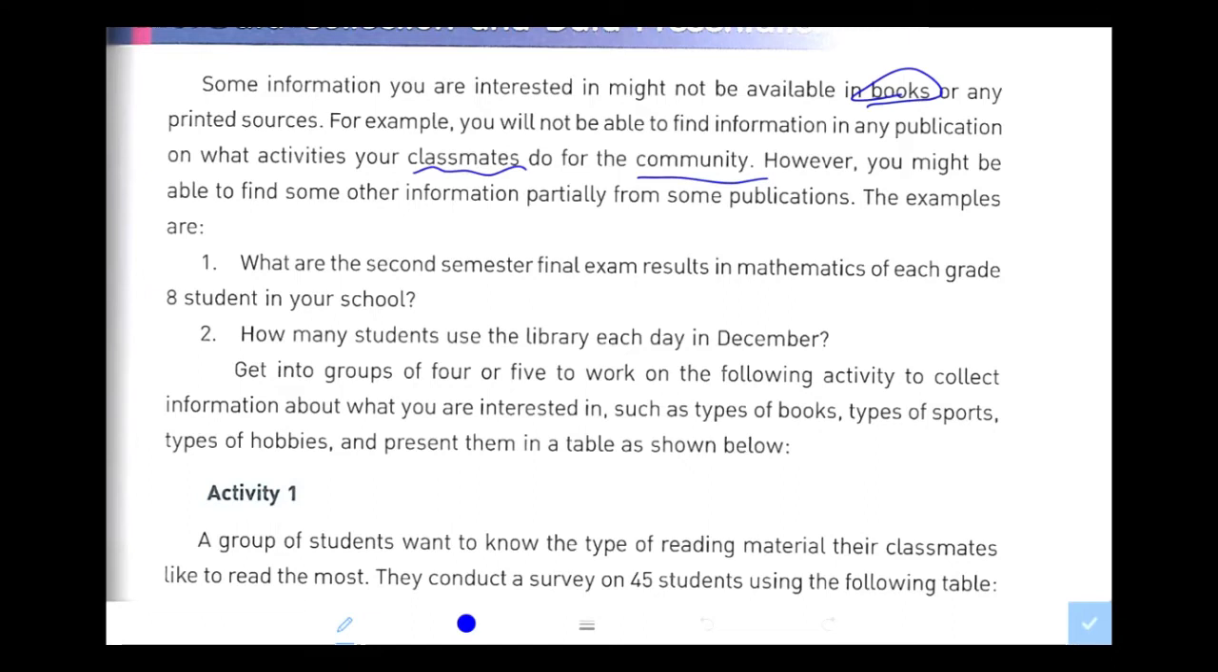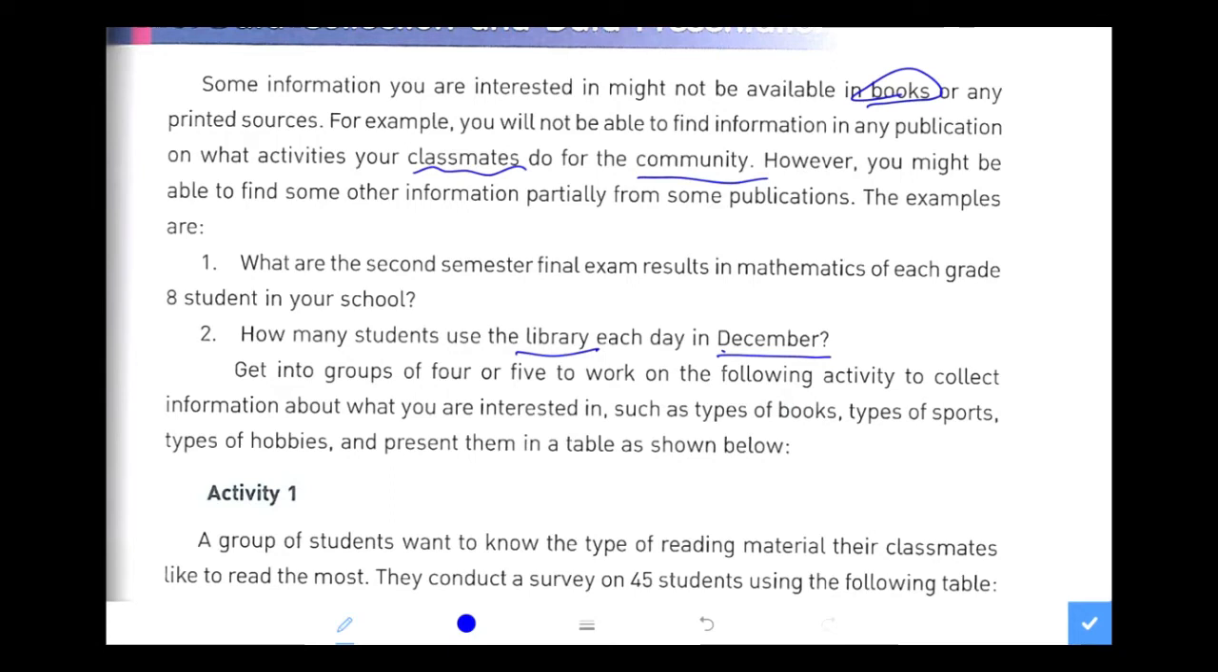So the next one, number 2, is how the students use the library each day in December, something like this. This is quite local because the library is at your school. It's not like a public library. I can use it, you can use it, but other people who are not part of Nawamin school cannot use the library.